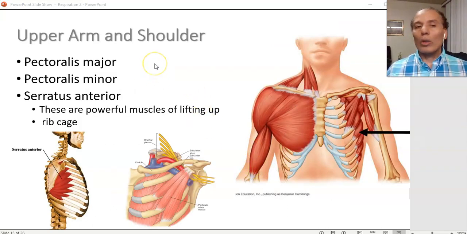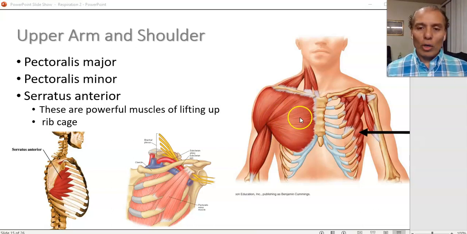And then we have the upper and shoulder muscles, and these are easy to spot. The big one here on the chest is called the pectoralis major. And then if you peel it off, underneath you will find the muscle that has 3 branches like this. That is called the pectoralis minor. And both of them are powerful lifters of the thorax. Then we have the serratus anterior. When you say serratus anterior, that implies there's another serratus, that's posterior. The serratus anterior is a muscle of inhalation. The other one is a muscle of exhalation.